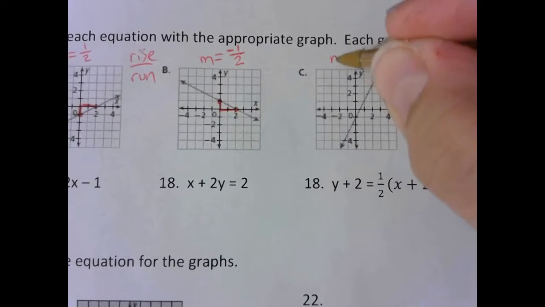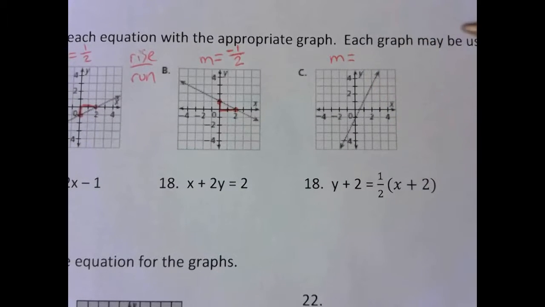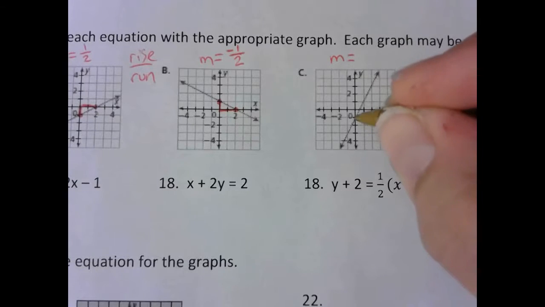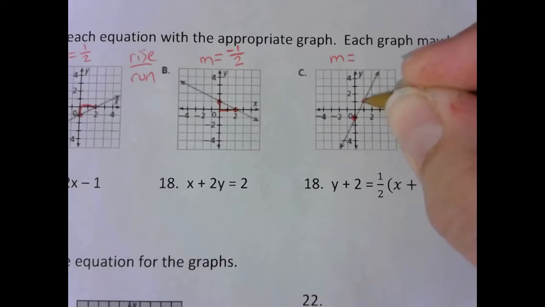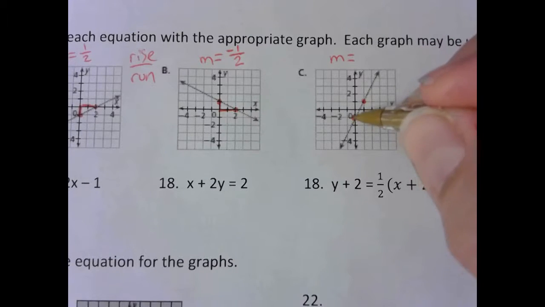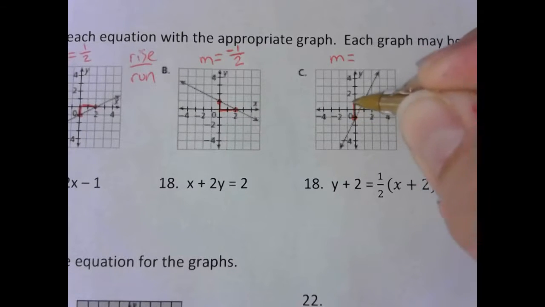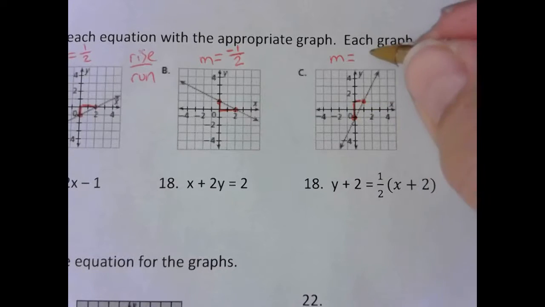And for C, let's see, what's a good point? This is a good point right there. And I like this point. That's another good one. So I went up 2, so +2 over 1, which, remember, any number over 1 is that original number. So slope of 2 there.